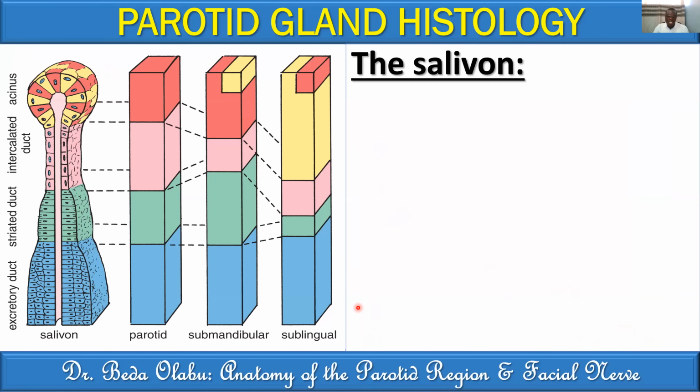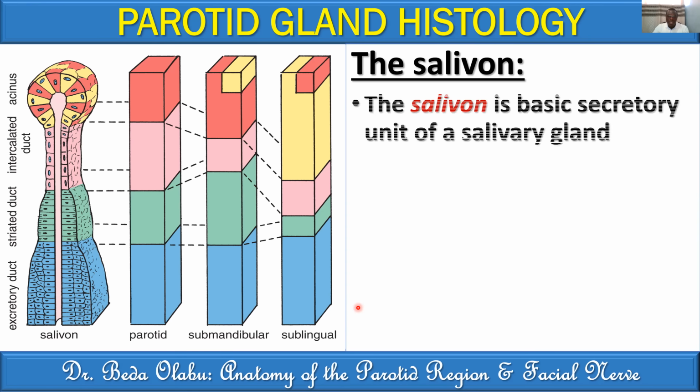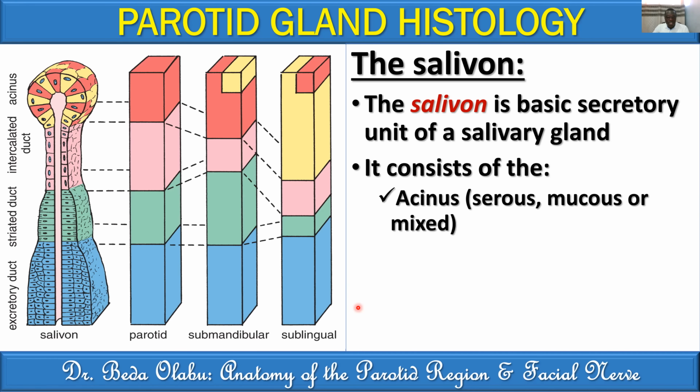Before we describe much about the acini and the ductal systems of the parotid gland, let's describe something called the salivon. So the salivon is the basic secretory unit of a salivary gland. It's not limited to parotid. It is a term that we use for the major salivary glands. Each salivon consists of the acinus. The acinus can either be a serous acinus. Serous here would mean that it produces protein-rich secretion. It may also be a mucus acinus, which means it produces a mucin-rich secretion.